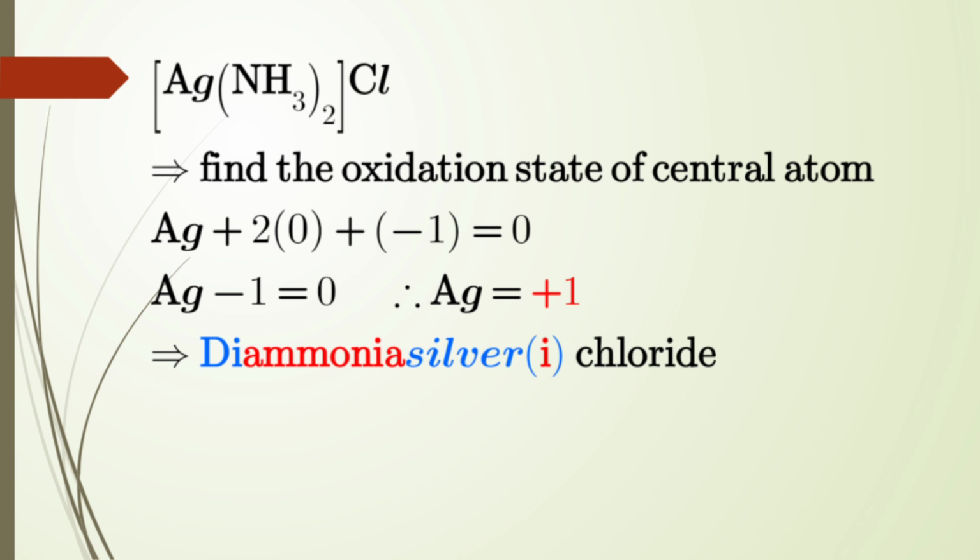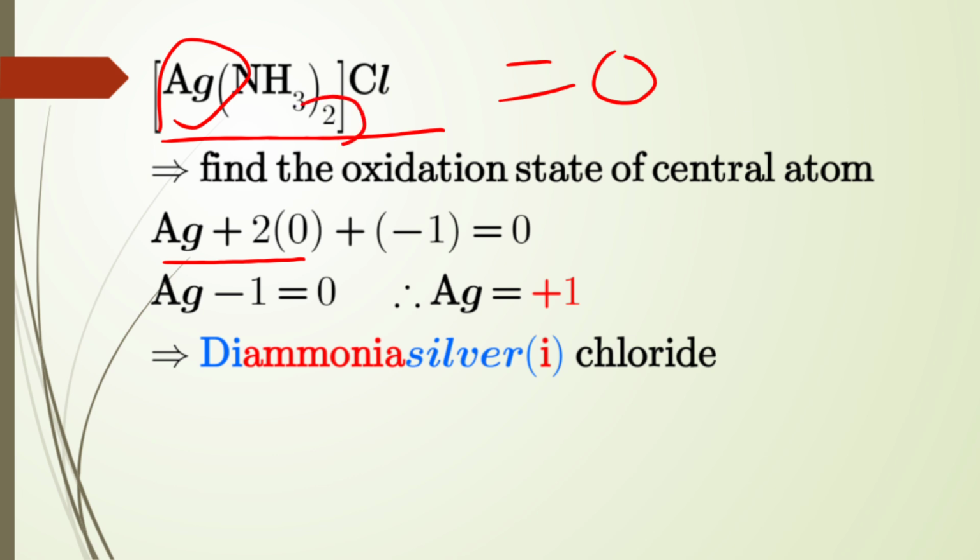Alright, so now let us begin with nomenclature of coordination compounds. If you are given a coordination compound to name, the first thing to do is to find the oxidation state of the central metal atom. In this case, silver, Ag, is our central metal atom. So we have Ag plus, we have NH3, which is neutral, oxidation number equals 0, but it has 2. So we say 2 into 0 plus 1 into minus 1, which is Cl. The oxidation number of chlorine is minus 1.